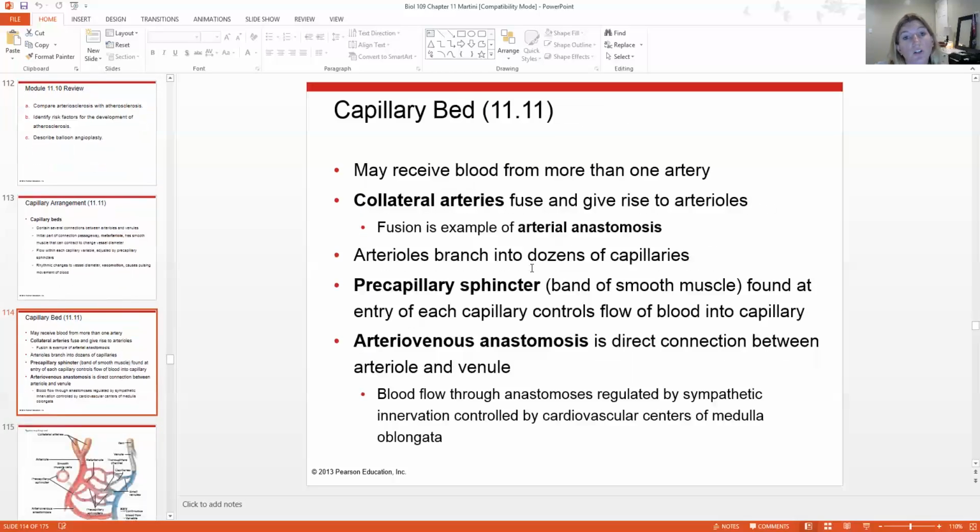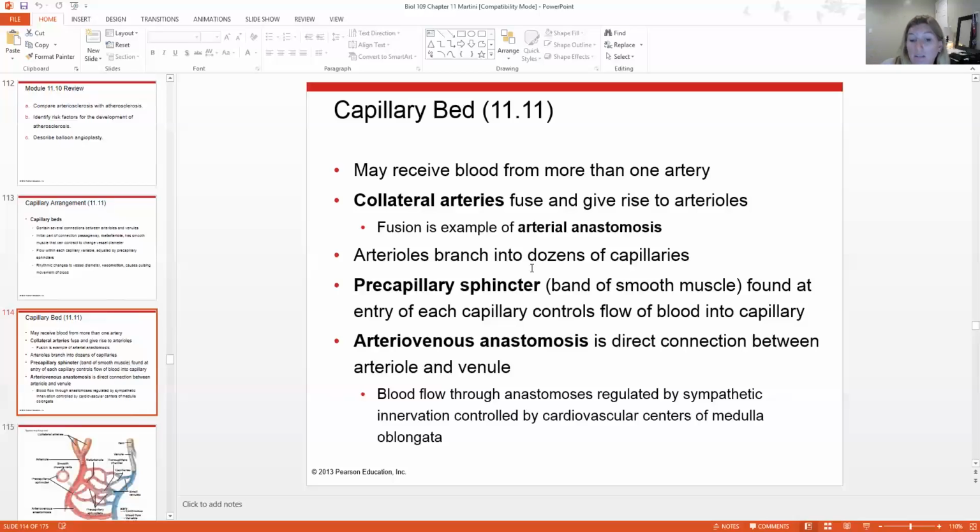Our capillary bed could receive blood from more than one artery. It could receive blood from what we call collateral arteries, where they fuse and give rise to other arterioles. It's called an anastomosis. An anastomosis is when one artery leads to another artery. Typically, arteries lead to capillaries, which lead to veins. Sometimes arteries lead to other arteries. It's called an anastomosis when that happens. That precapillary sphincter is going to control the blood flow into that capillary bed area.